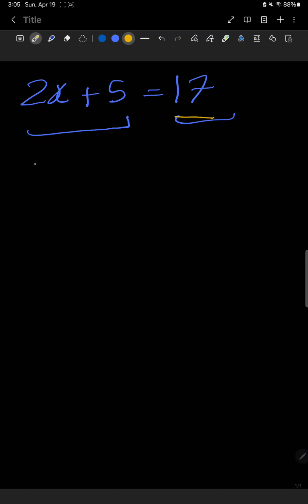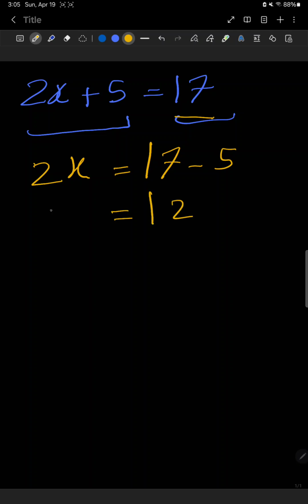So you'd say, like, 2x is on this side and this is 17. We keep it. Then we move plus 5 to the other side, so it becomes minus 5. That gives us 12. So 2x equals 12, therefore x equals 6.